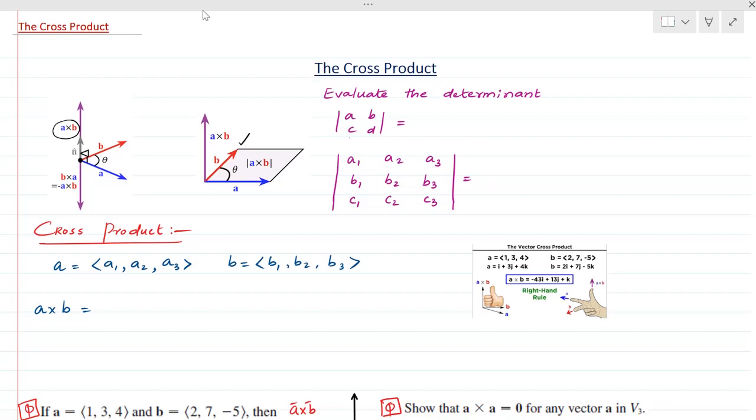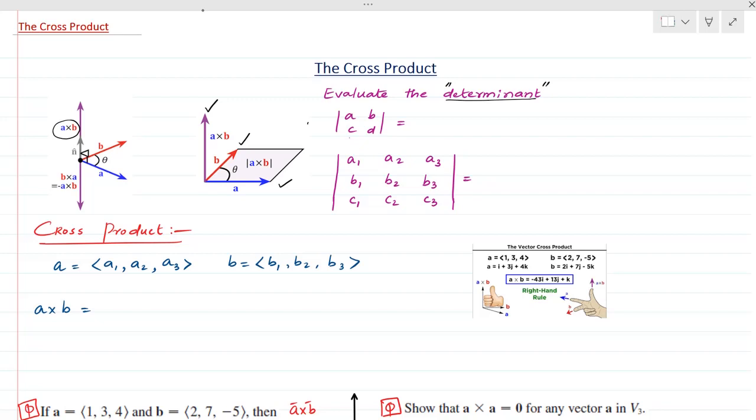So this is the B vector, this is the A vector, and perpendicular to A and B is your cross product. If you take the length of it, this is the length of the cross product, and theta is the angle between A and B. Before taking the cross product, we have to know how to evaluate the determinant.